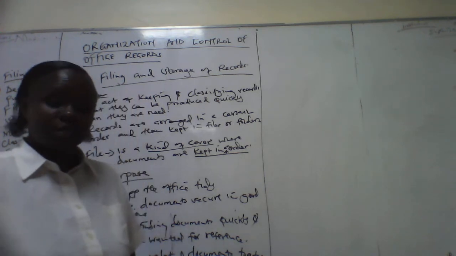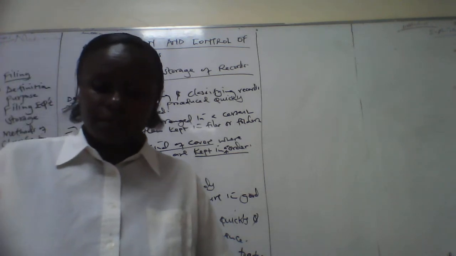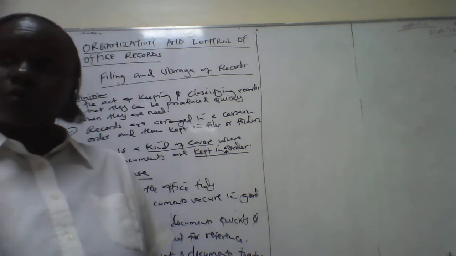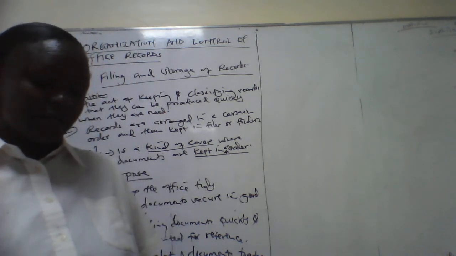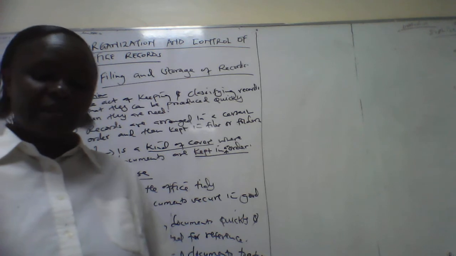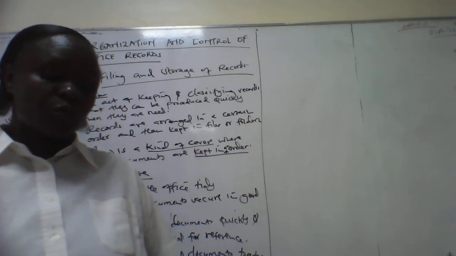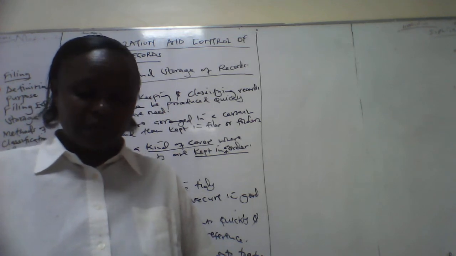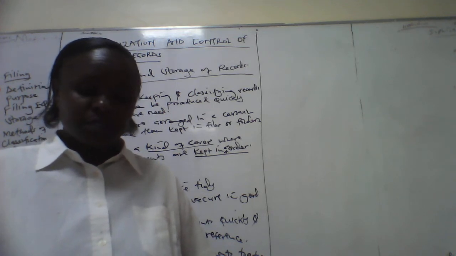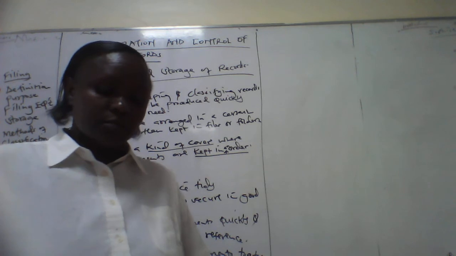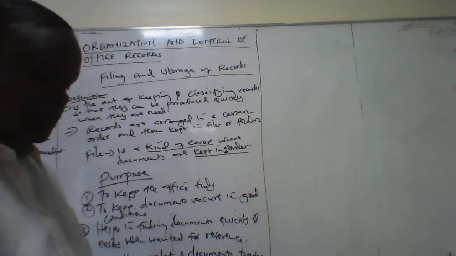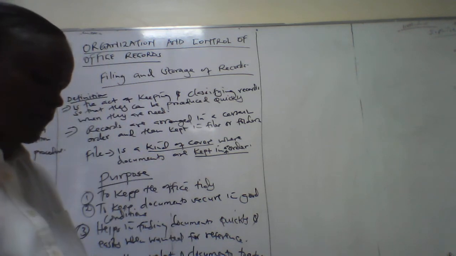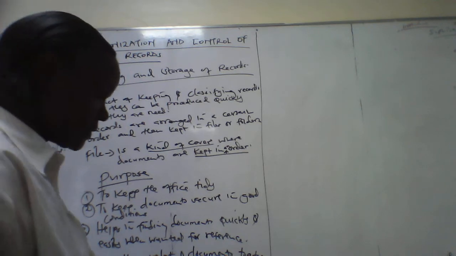In order to achieve what we have discussed, the purposes of filing, any filing system depends on the amount and the kind of correspondence that is supposed to be filed. For filing to be a good one, you should have the following essential qualities.